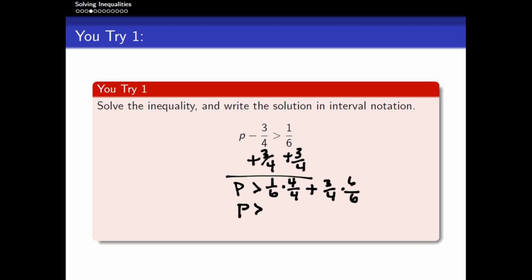That's going to give me p is greater than 4/24. That looked really bad. Let's redo that. 4/24 plus 18/24, which, when we're all said and done, is going to be p is greater than 22 over 24. Or in set builder's notation, that looks like open parenthesis 22 over 24, comma, infinity.